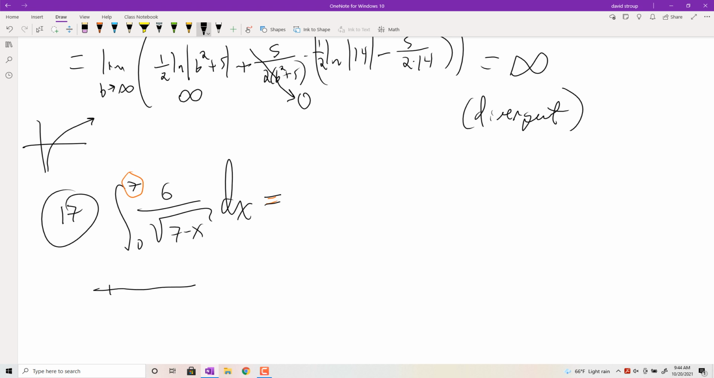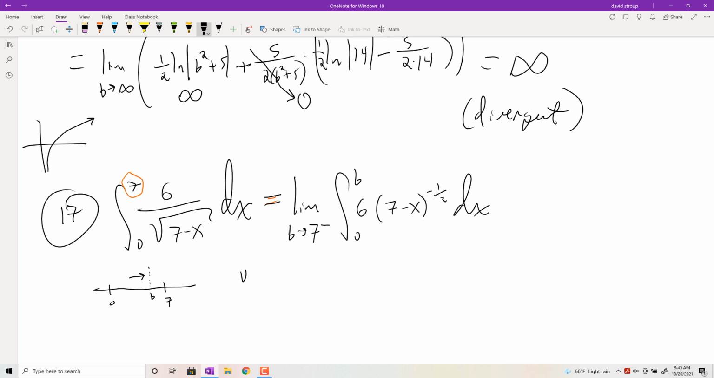And if you think about the interval here from 0 to 7, I'm going to kind of tack down a b value and then push b towards 7 from the negative direction. So the limit, and you have to show me the direction of approach, right? So it's b goes to 7 from the left. Okay, so it's the limit as b goes to 7 from the left of the integral from 0 to b, and let's rewrite this integral as 6 times 7 minus x to the negative 1/2 dx.